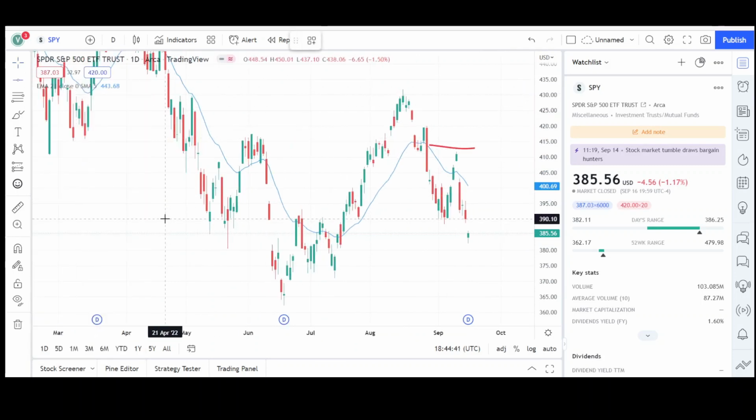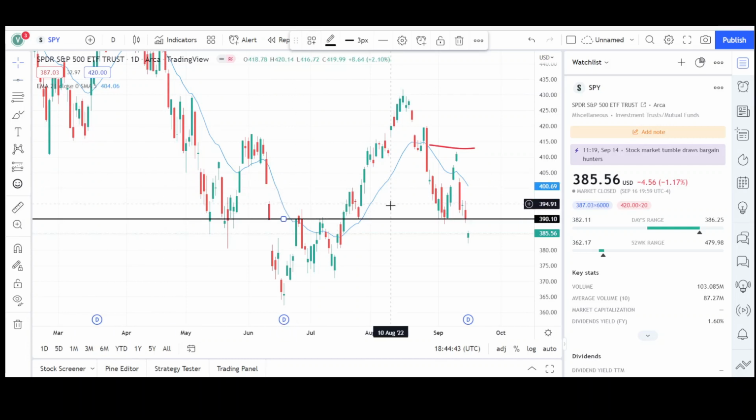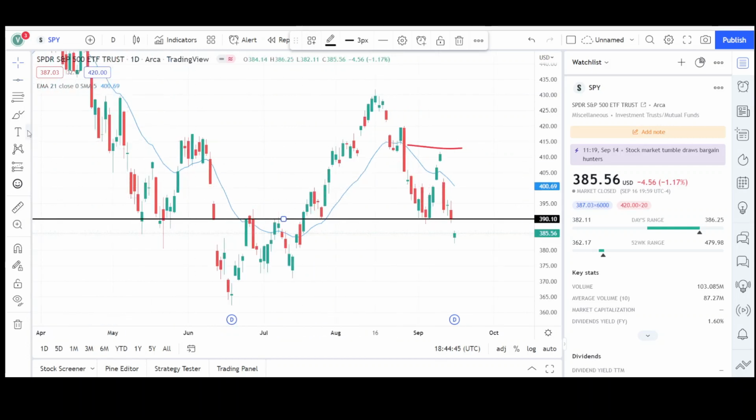Especially since we went below this horizontal line right here at this 390 level. You can see that price action is respecting it very nicely. Sometimes it finds some type of support, sometimes it finds resistance. So right now, since we went below it, when we come back up, we could find resistance and then continue lower. So that's what I think we're going to do.